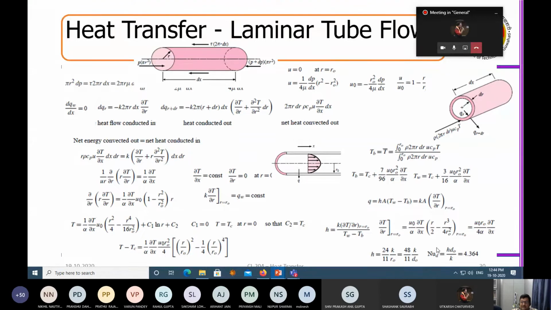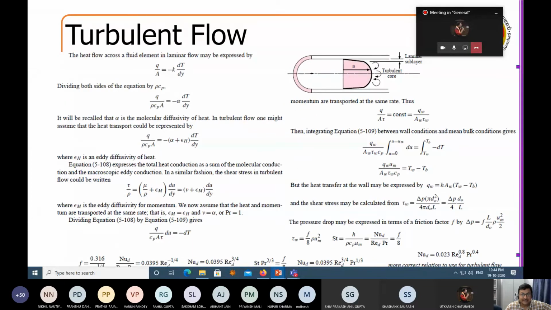You can calculate the Nusselt number, you can calculate the Reynolds number, you can calculate the heat transfer coefficient, and you can really obtain the value of the Nusselt number for D0, which is coming out to be about 4.364. Okay, this will become more handy as you do more tutorials. Now, the same situation in turbulent flow becomes a little bit tricky.